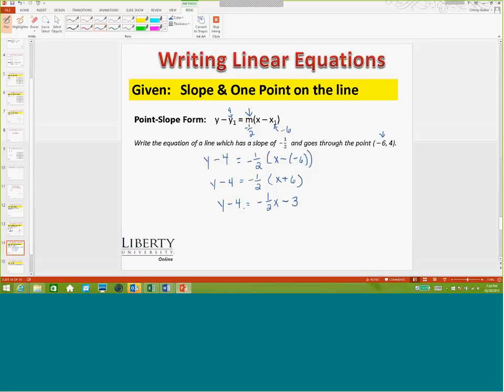We're going to put this into slope-intercept form by adding 4 to both sides. Remember, slope-intercept form is when you've got your equation solved for y. So y is equal to -1/2 x plus 1. All right, you can use point slope form when you're given the slope and one point that's not the y-intercept, point that also lies on the line.